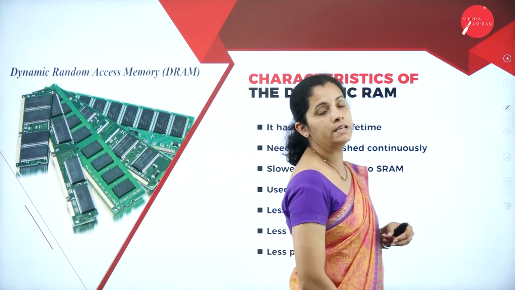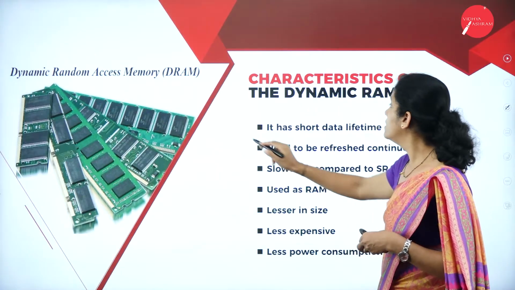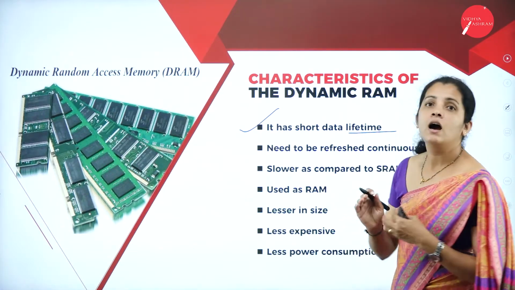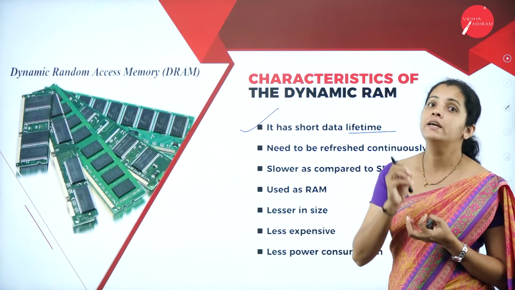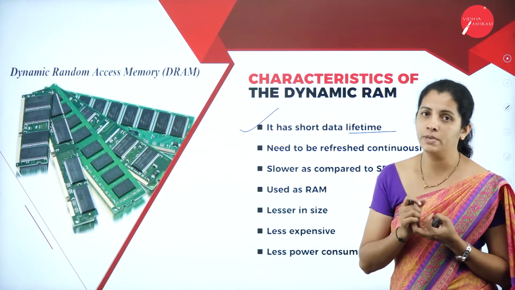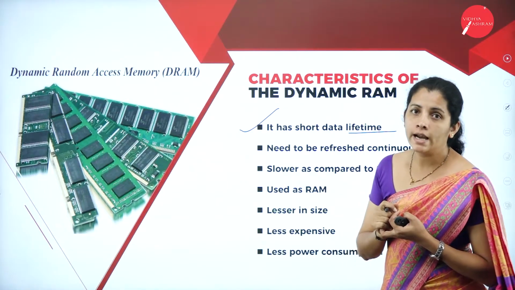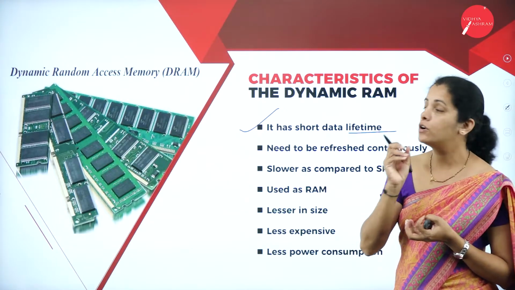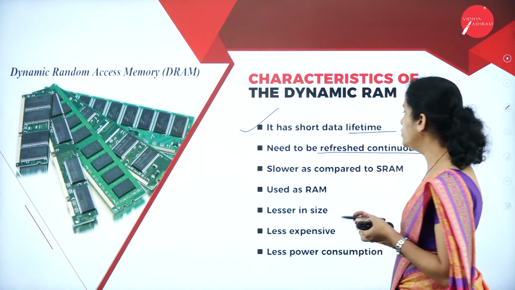Moving further, let's see the characteristics of dynamic random access memory. That is, it has a short data lifetime. How is it possible to justify? Because we want to refresh the data frequently. To refresh the data, I require a refresh circuit. So whatever data is stored in the dynamic random access memory has only a very short data lifetime and needs to be refreshed continuously.